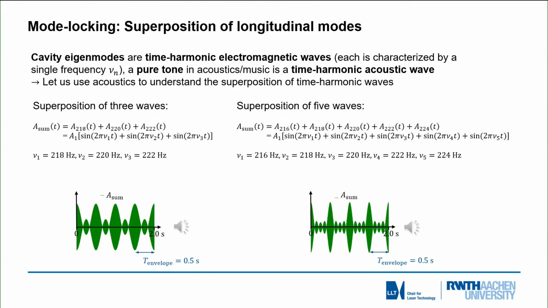Or if we superimpose now 5 waves of 216 Hertz, 218 Hertz, 220, 222 and 224, we get a corresponding picture. Again, the superposition of these waves leads to a maximum when all 5 waves are in phase, and then the amplitudes add up to the 5-fold value, and in between the minor maxima, as you can see, get relatively smaller and smaller, and you can listen to that as well.